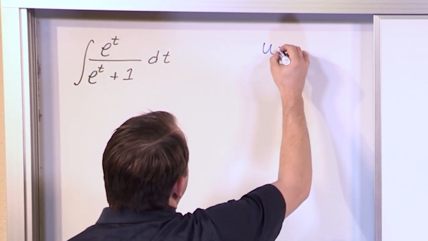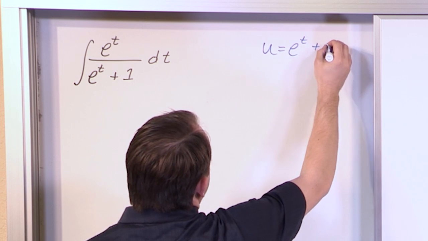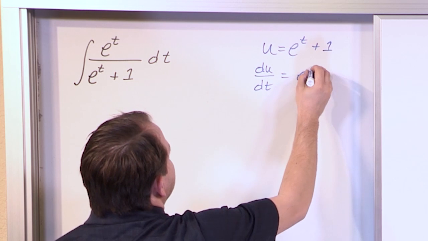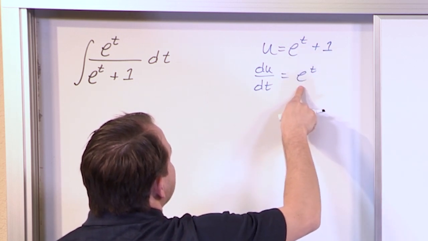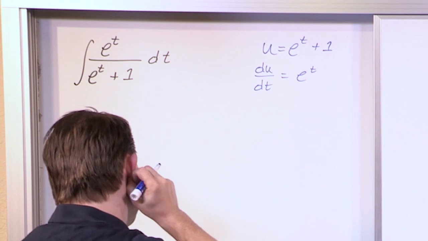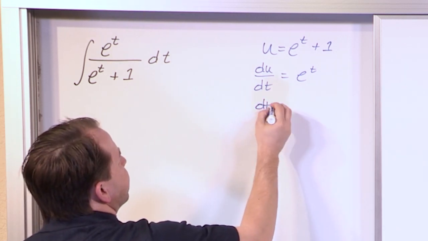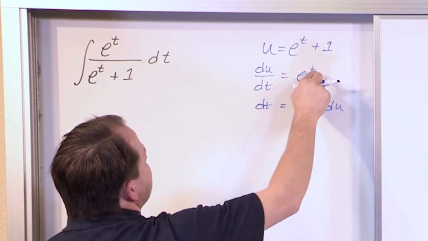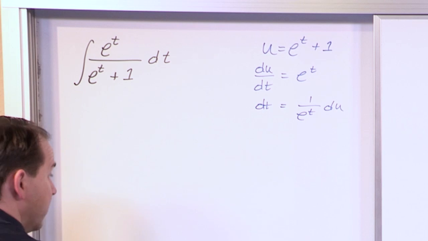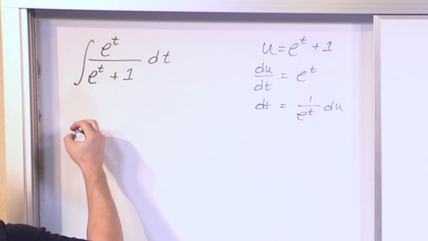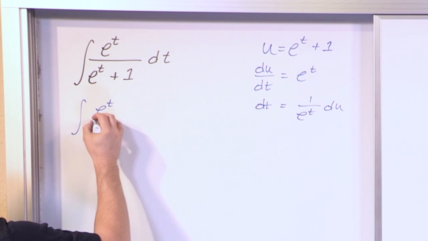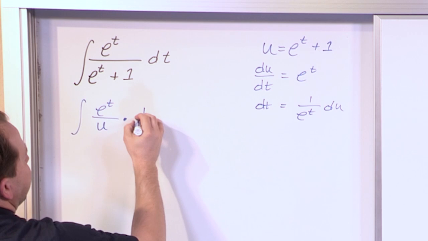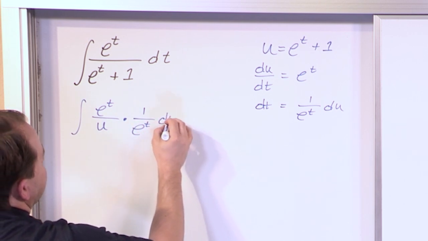So let's see how it works. u is equal to e to the t plus 1. So then du/dt is e to the t, because this is indestructible, so the derivative is itself, and the derivative of the 1 is 0. And then dt is equal to 1 over e to the t, du, just moving dt over there. So when we stick all this in here, what we get is the integral of e to the t over u, because now this whole denominator is u, times dt, which is 1 over e to the t, du.